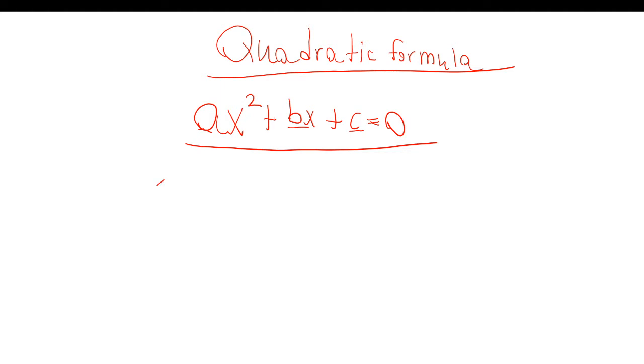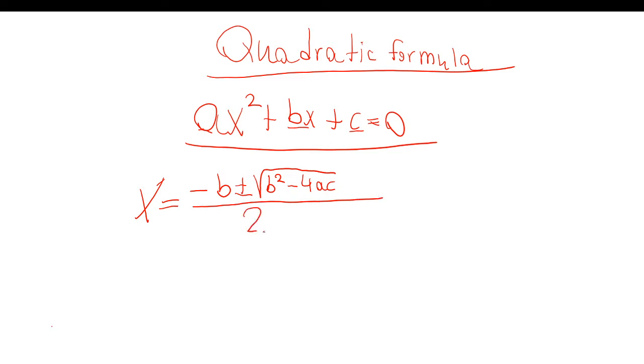So we can manipulate this to find that the quadratic formula is negative b plus or minus, and I'm going to explain the plus or minus in a second. Plus or minus the square root of b squared minus 4ac, all over 2a.